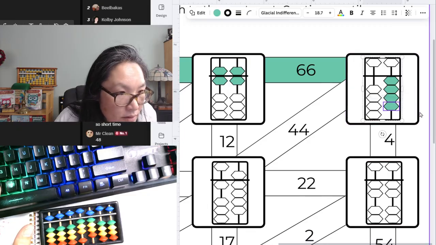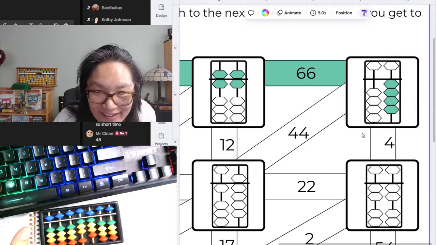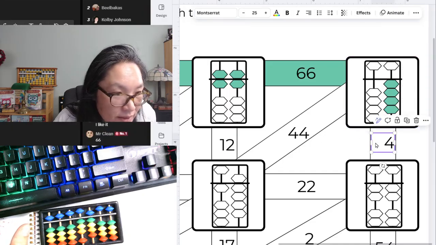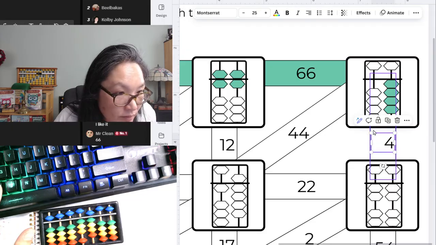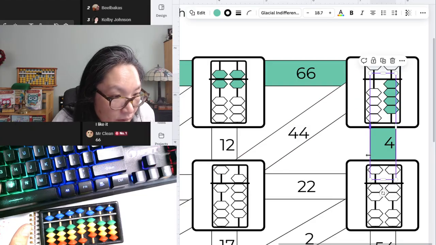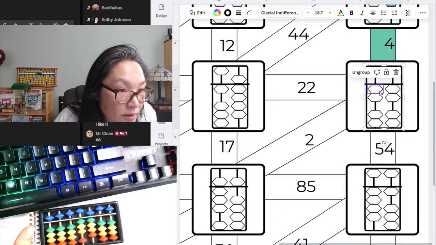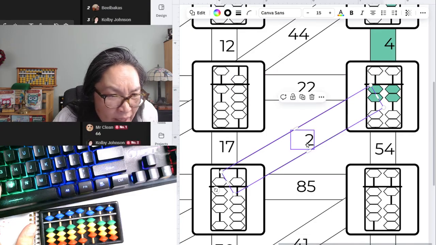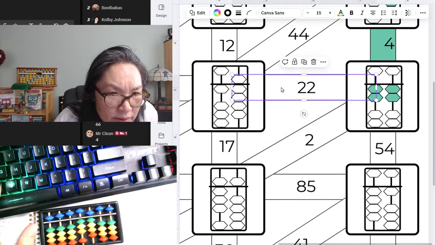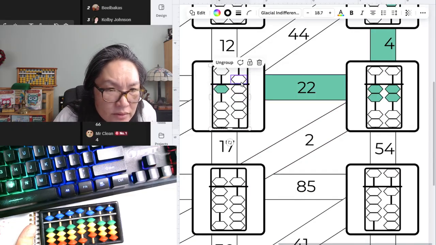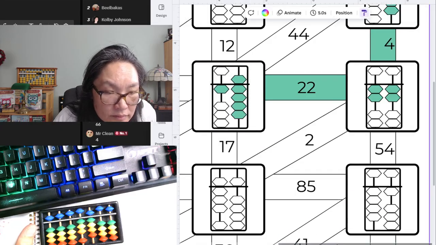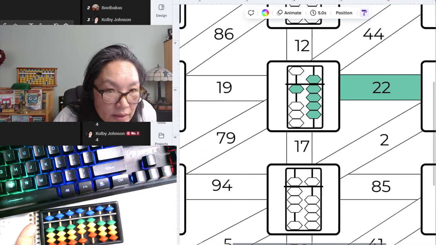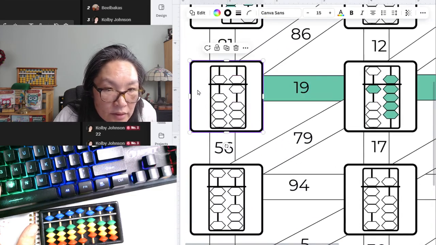We're doing some bead recognition. Thank you, Colby. What about this one? 22. Yep, 22. And then this one? 19. Yep, 19. So then we have this one.